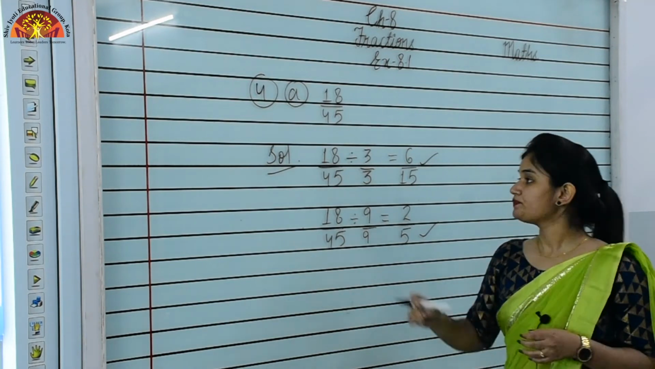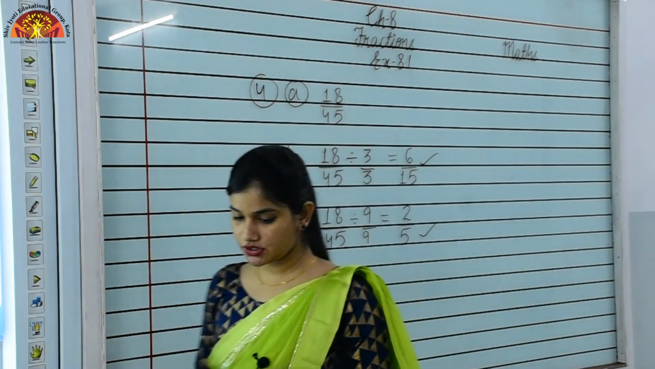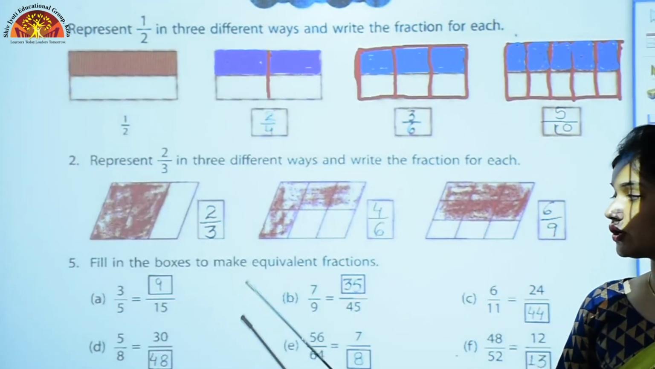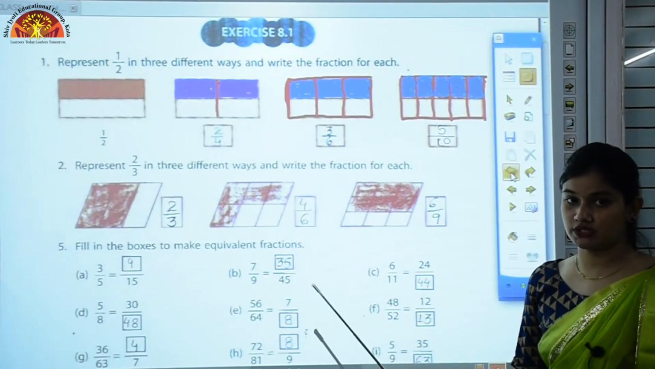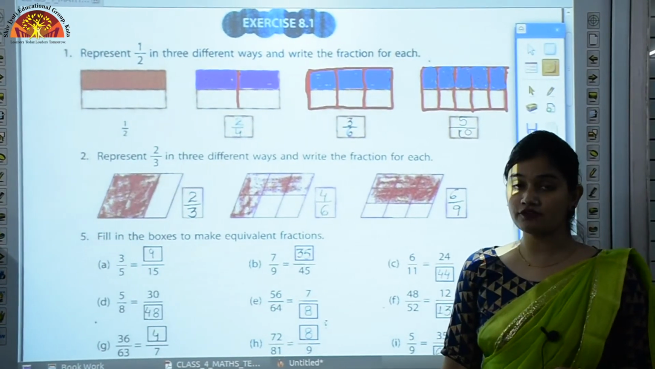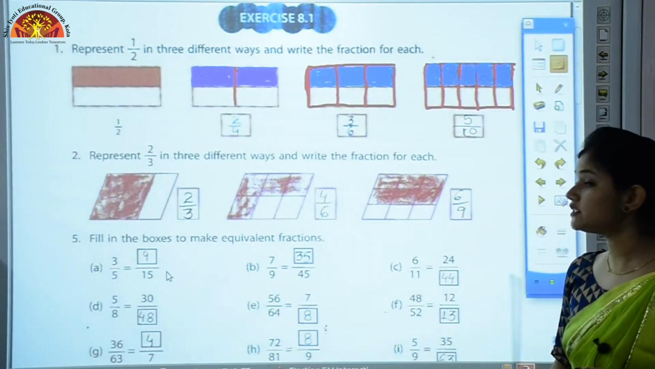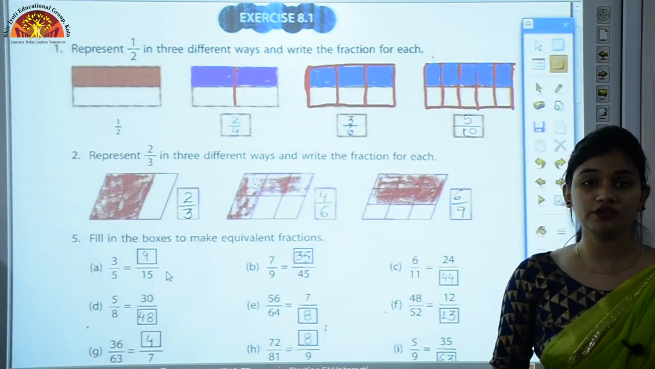Okay students? So now we will see the next question, question number 5. Question number 5 is: fill in the boxes to make equivalent fractions. So now here also we have to fill these boxes, but we have to see the equivalent fractions also.